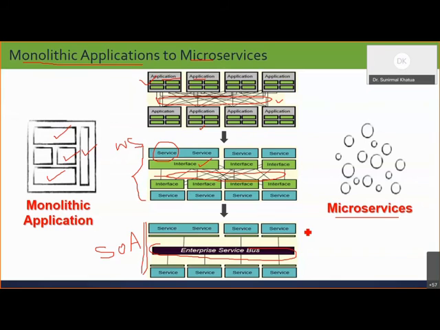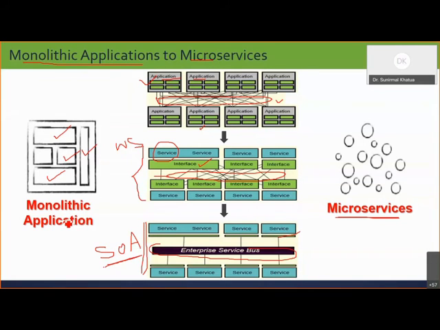So what they did, they tried to create microservices, find a workflow among those small services, and they can use service-oriented architectures to deploy those microservices.